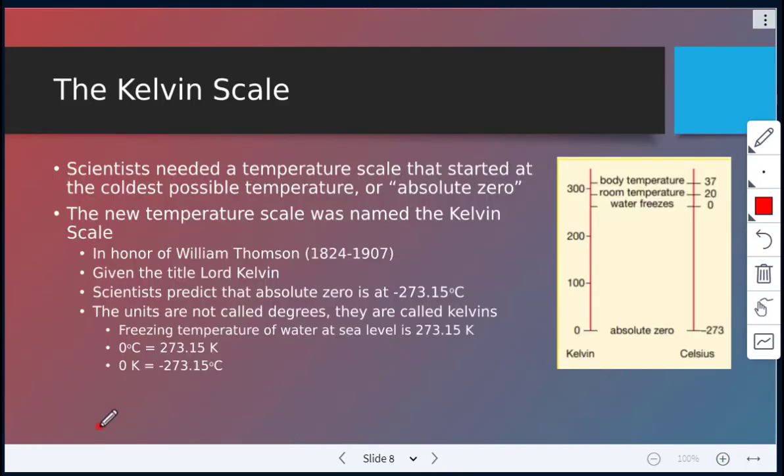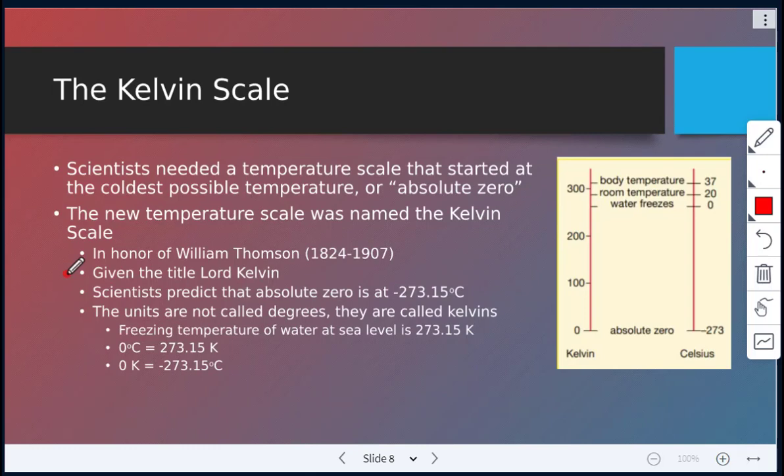Kelvin scale, this is something that was required by scientists. They needed a temperature scale that started at the coldest possible temperature, which is at absolute 0. So this scale was named the Kelvin scale in honor of William Thomson. He was given the title Lord Kelvin.